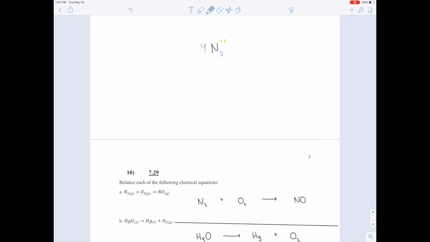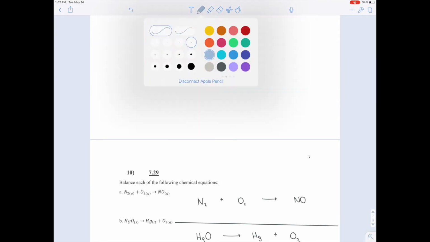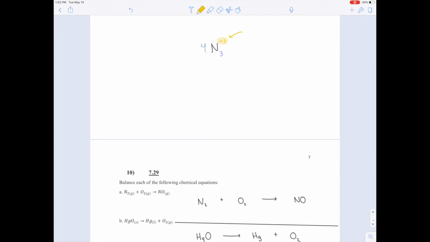At the top right is listed the charge. It tells you how sticky an atom is. The bigger the charge, the more sticky it is, because opposite charges attract, so positive and negative charges will stick to each other.